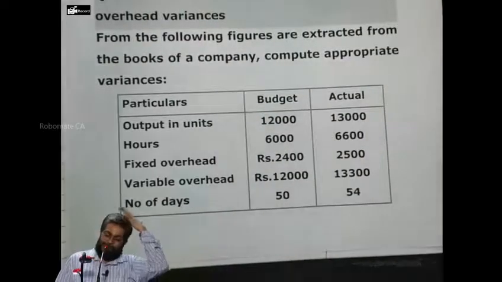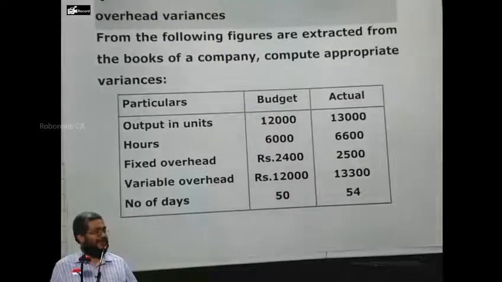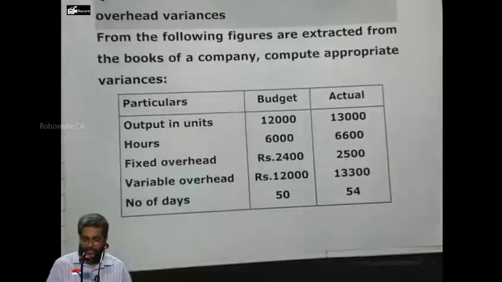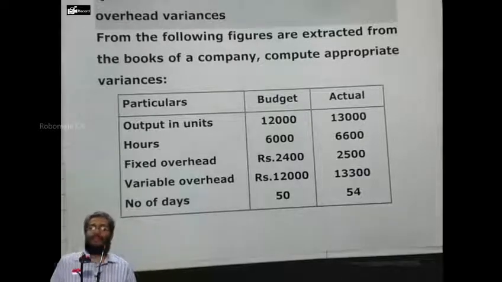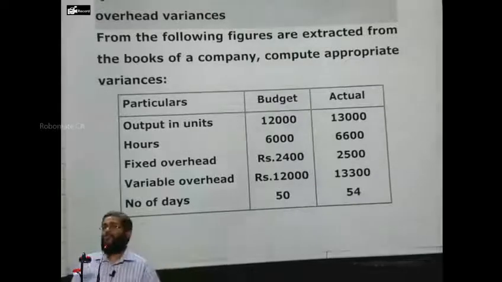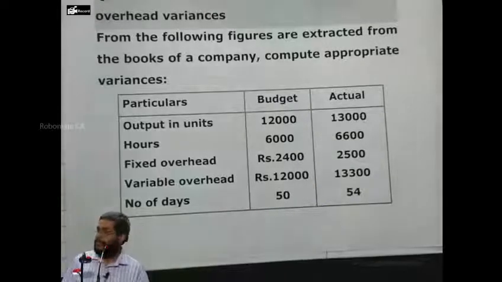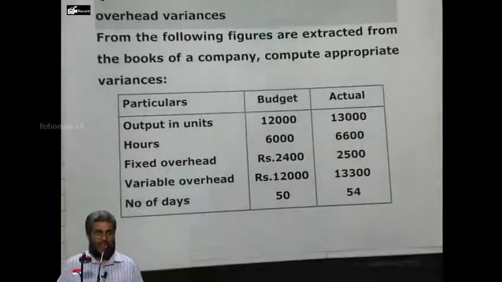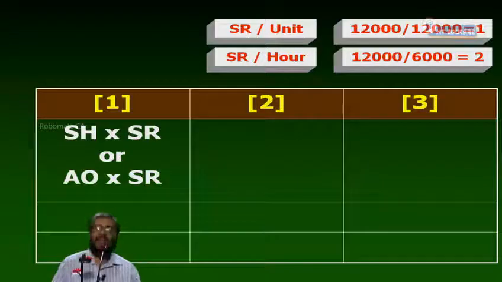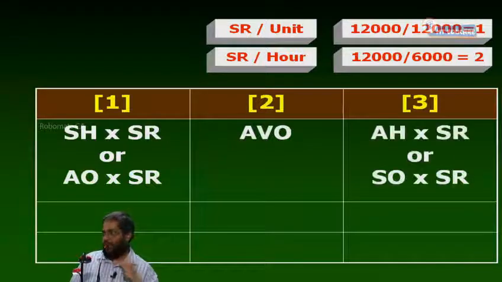Now, step 2. Computation table. 3 columns. Column 1, 2 and 3. First column, SH into SR or AO into SR. Please fast. Column 2, AVO. Column 3, AH into SR or SO into SR.